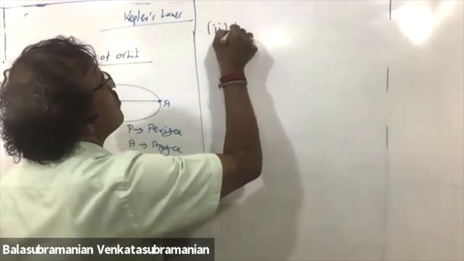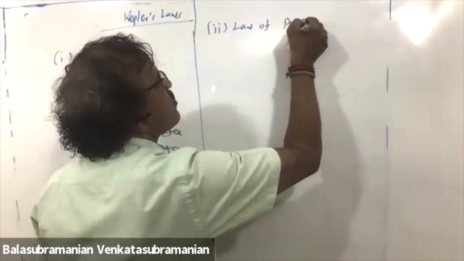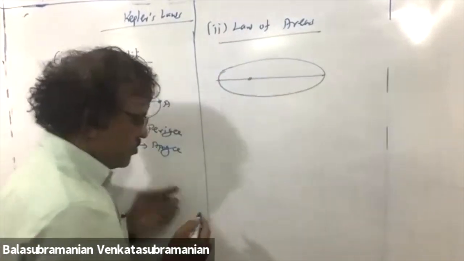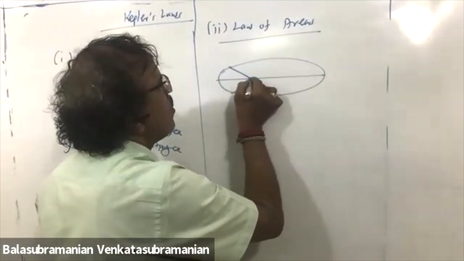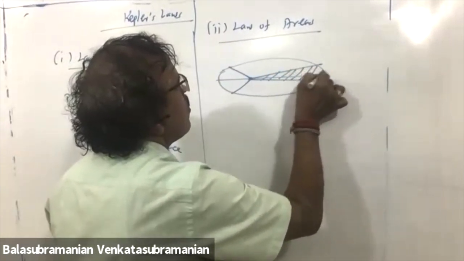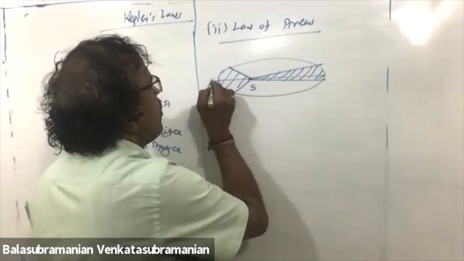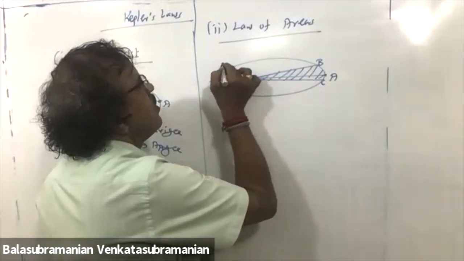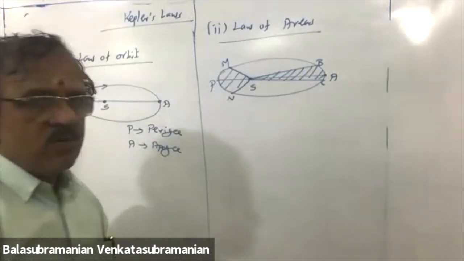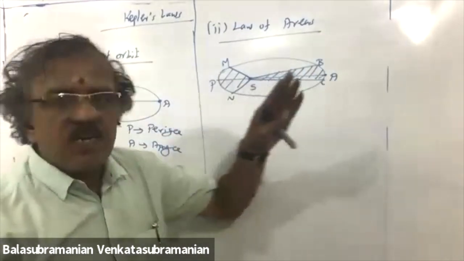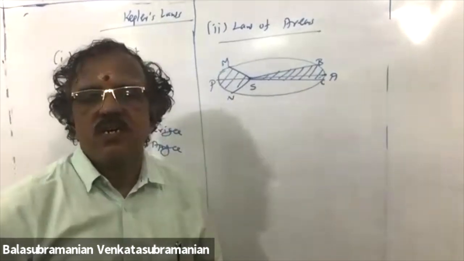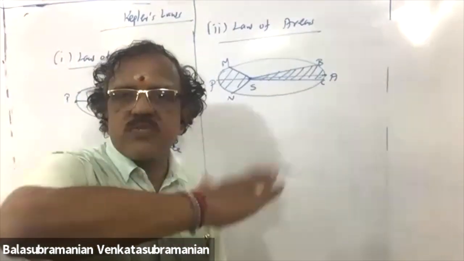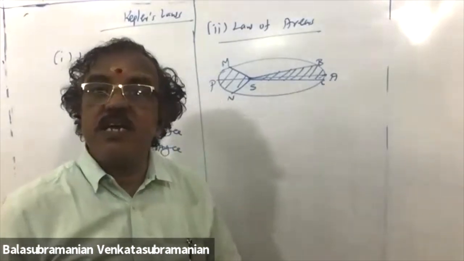Second, law of areas. Sun, perigee position, apogee position. B, C, you take M, N, O. The radius vector sweeps out or covers equal areas in equal intervals of time. The radius vector sweeps equal areas in equal intervals of time.